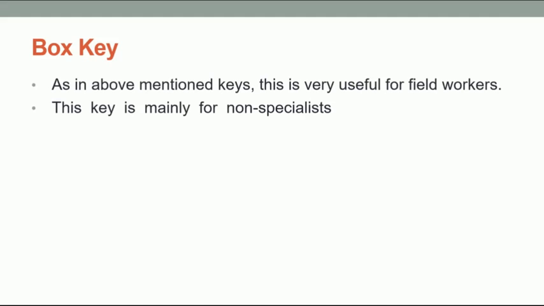Now we move to the next type of key, that is the box key. As the name suggests, it is also a tabular box type structure where the characters are fitted. So the characters of the box key are quite similar to your circular key. This is also very useful for the field worker and it can be used by the non-specialist or non-taxonomist very easily.